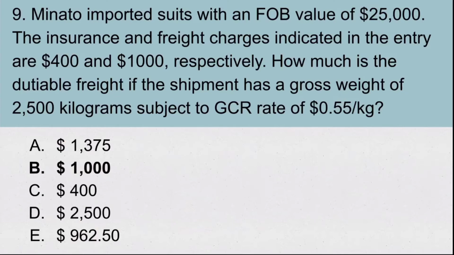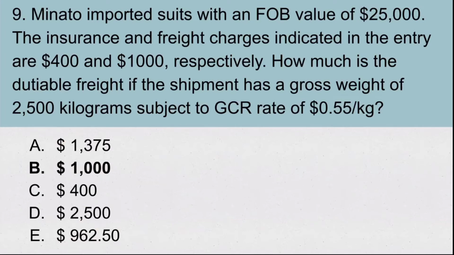How much is the dutiable freight if the shipment has a gross weight of 2,500 kilograms subject to GCR rate of $0.55 per kilogram? Letter A, $1,375, B, $1,000, C, $400, D, $2,500, E, $962.50. So our answer here is $1,000.